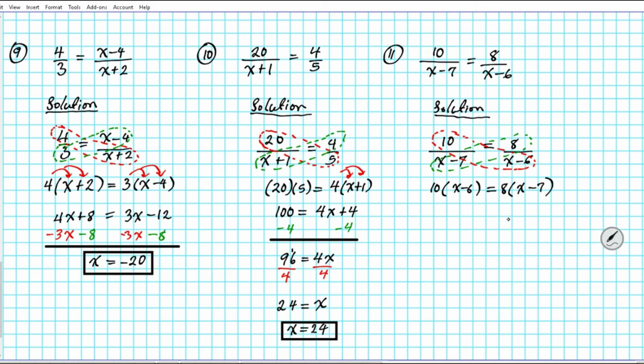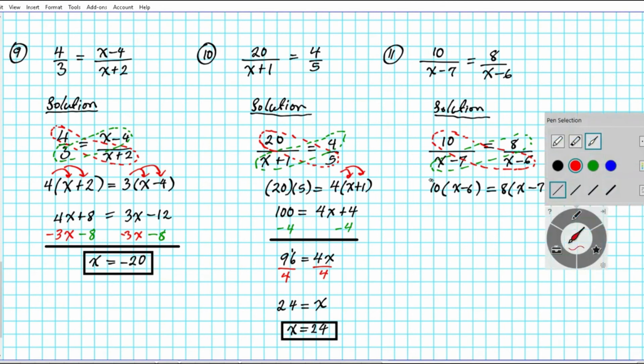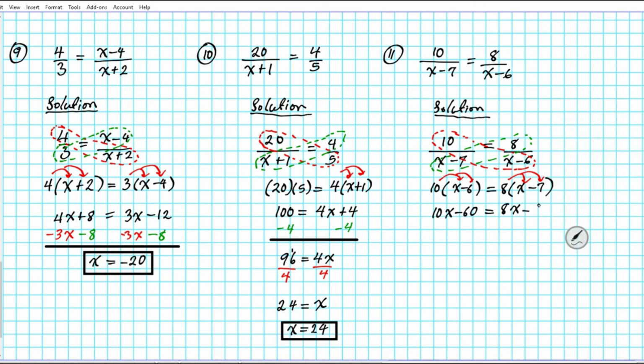Now we're going to go ahead and get rid of the parentheses. How do we do that? By distribution, right? So distribute 10 to x and negative 6, and then distribute 8 to x and negative 7. When we carry out the distribution, we'll have 10x minus 60 is equal to 8x minus 8 times 7, which is 56.